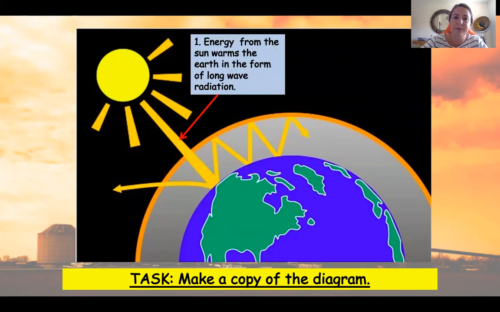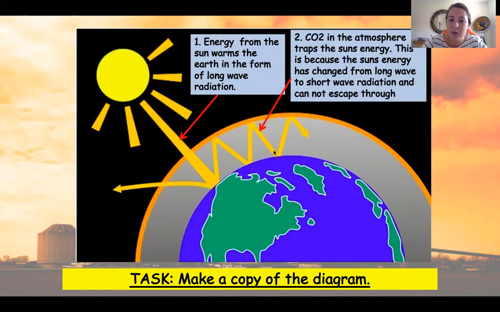Our first point, the energy from the sun warms the Earth in the form of long wave radiation, which is a good thing. It shines down and keeps us nice and warm. Number 2, the CO2 in the atmosphere traps the sun's energy. As the sun's radiation goes to reflect back off the Earth's surface, the CO2 reflects it back down. We can see here that this radiation is trapped, and therefore it changes from long wave radiation to short wave radiation, and is trapped within the Earth's atmosphere. So this is what is heating us up.